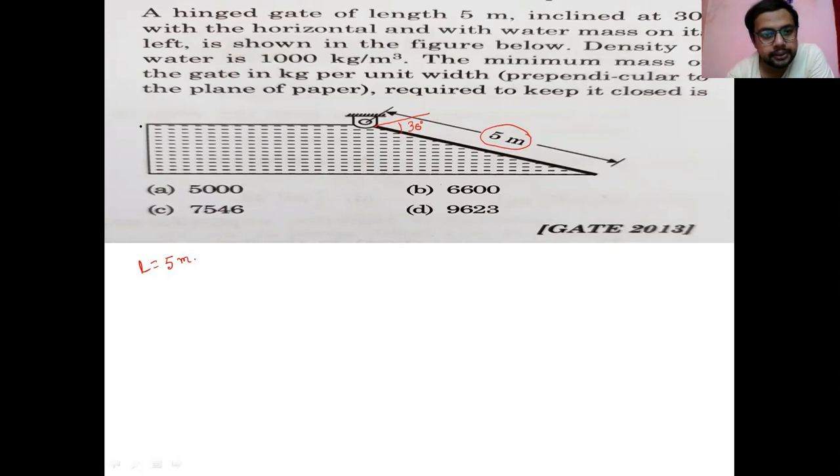So what is this depth here? If you take this as H, you can write it down. If you see the triangle here, with H and L, and this angle is 30 degrees, then this angle will of course also be 30 degrees. So H divided by L is sine 30.